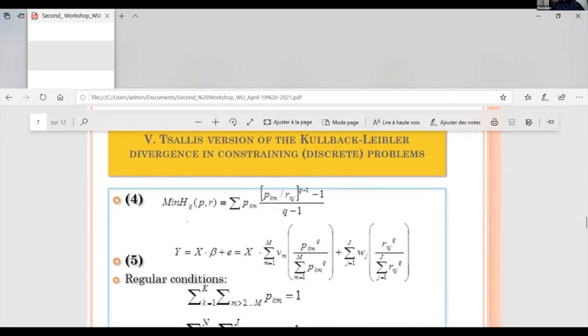I'm going very quick. Of course, it is also to present the Tsallis version of the Kullback-Leibler divergence in constraining problem. Of course, what I presented is the discrete case. The continuous case is not presented here, but it is also possible to present it because the literature gives a lot of cases of Tsallis entropy for continuous models. You see that here the work of Mittelhammer, Judge, and Miller of 2000 is very helpful to suggest this model.